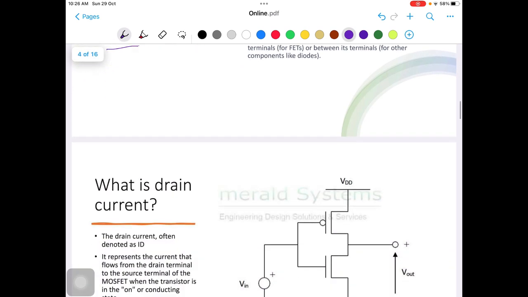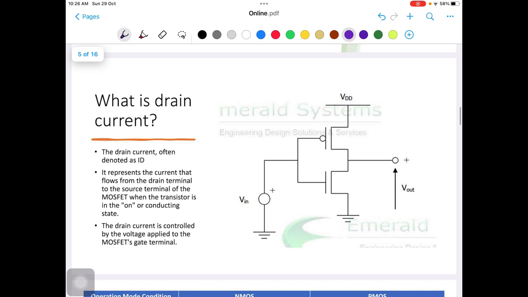And then another term that we need to understand and remember is the drain current. So what is a drain current? Drain current is often denoted as ID. So ID, drain current, represents the current that flows from the drain terminal to the source terminal of the MOSFET when the transistor is in the on or conducting state. The drain current is controlled by a voltage applied to the MOSFET gate terminal.